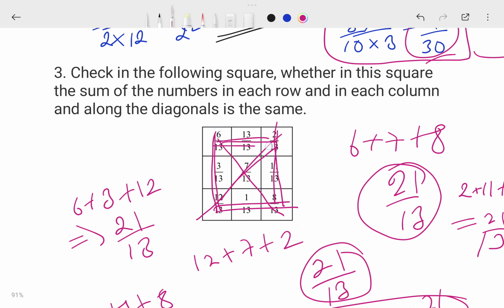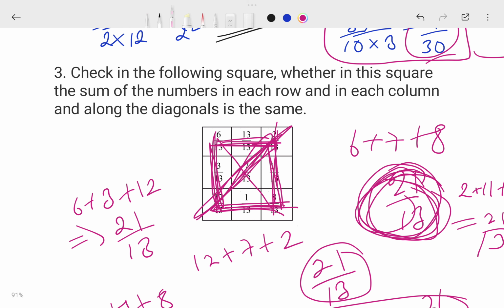So when you add with this diagonal, its answer will be this one only. When you add with this side also, the answer will be this. If you add this side, the answer will be the same. If you add like that also, the answer will be this one. Nothing will change in the answer, right?